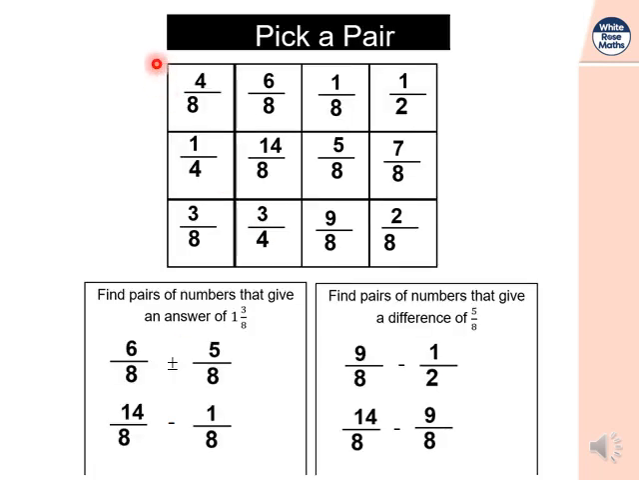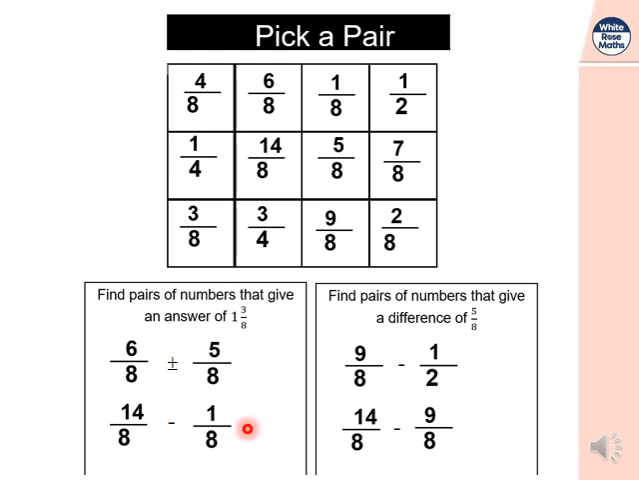Here's our last question and challenge for you to try. It's called Pick a Pair. You've got 12 fractions there and 2 challenges to try. The first one says, find pairs of numbers that give an answer of 1 whole and 3/8. And we know that that is also 11/8. So we can see here this one would be correct because 6/8 add 5/8 is 11/8, which is the same as 1 whole and 3/8.